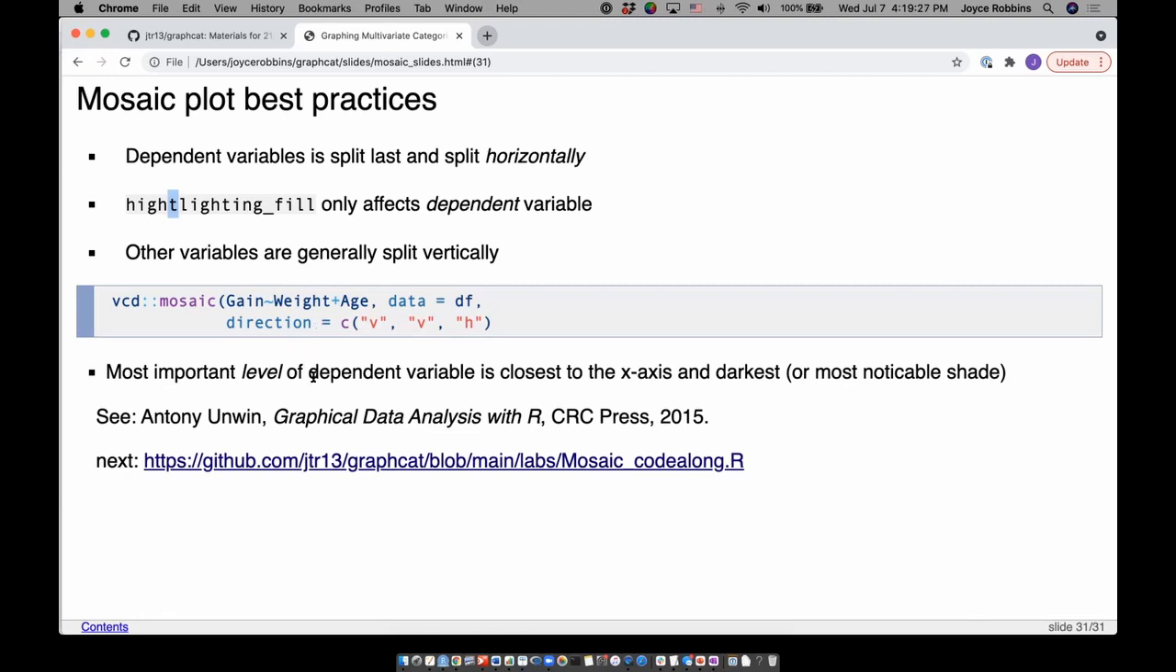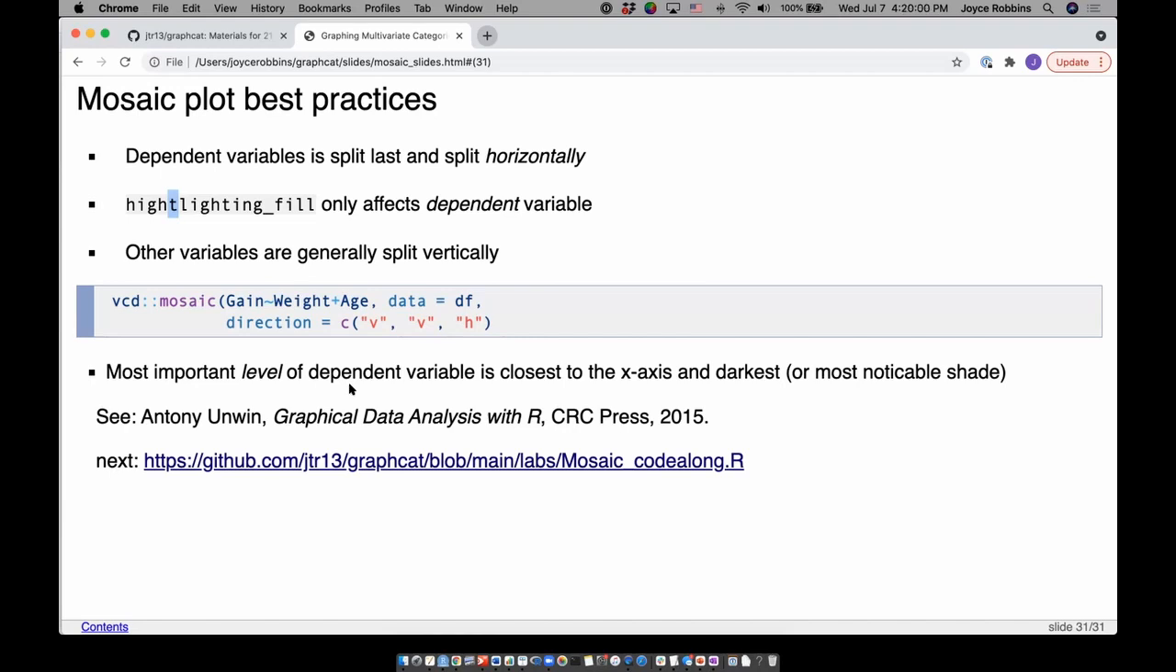And the level of the dependent variable, we said we want to be the darkest or most noticeable, closest to the x-axis. How do you think you control which level of the variable is closest to the x-axis or at the bottom of the mosaic plot? The relevel function? Exactly, right? Our favorite thing, releveling the levels of the factor variables.